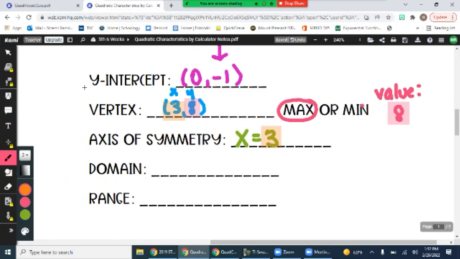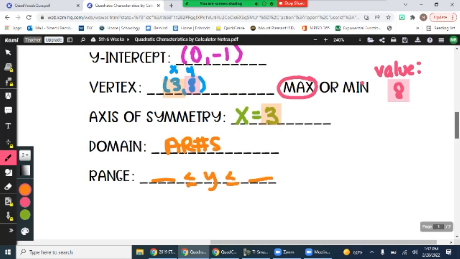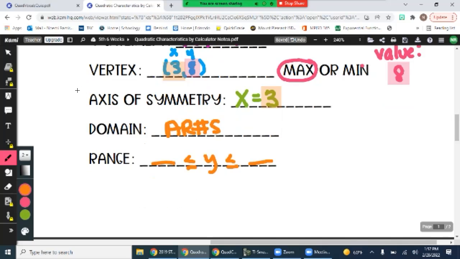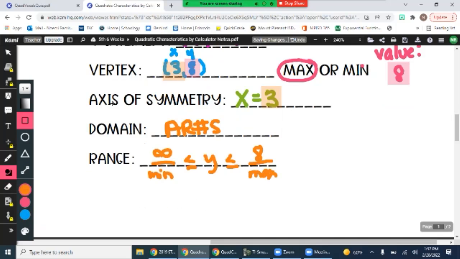Domain will always be all real numbers. And the range is the one that's somewhat tricky. As long as you know how to write it, you should be okay. So minimum on the left, maximum on the right. So where is that 8 going to be? On the right side. And if 8 is on the right, what's going to be on the left? Negative infinity. Will I have to flip this? No.